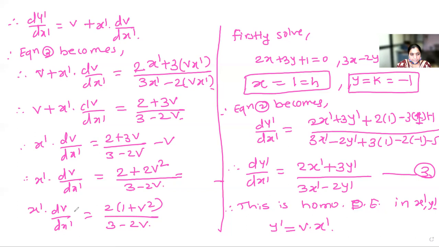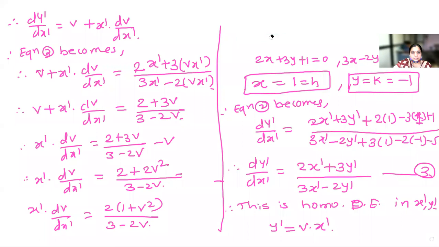Now you can separate the variables v and x dash in such a way that the coefficient of v becomes a function of v and the coefficient of x dash becomes a function of x dash. That means here you can obtain the variable separable form.